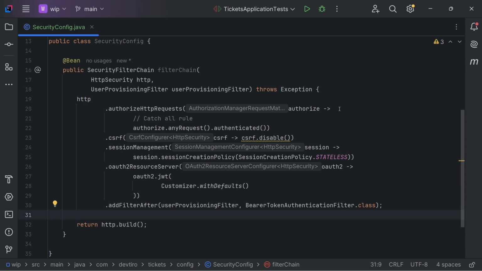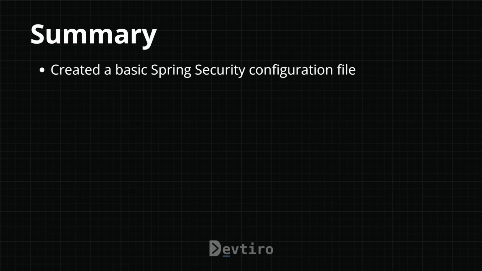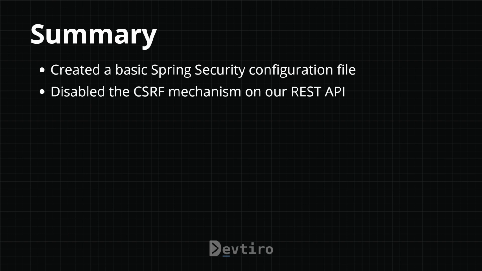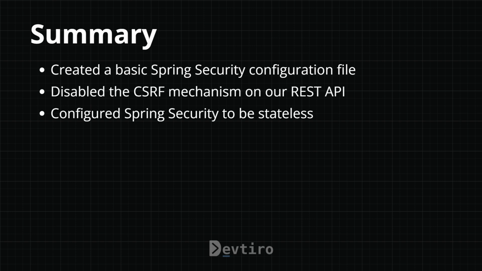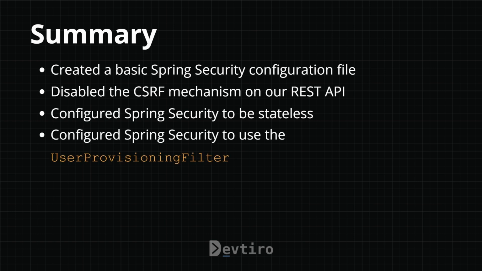And that has to do with the JPA audit fields that we're using on our entities. So in summary, we created a basic Spring Security configuration file. We disabled the CSRF mechanism on our REST API, and we configured Spring Security to be stateless, and we configured Spring Security to use the user provisioning filter.